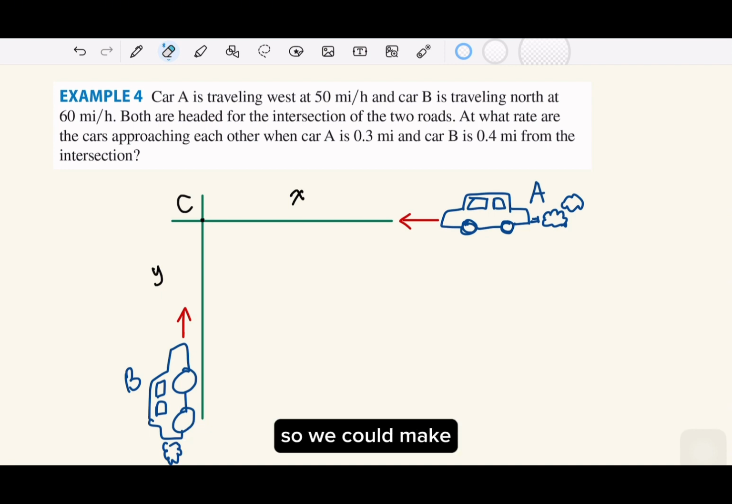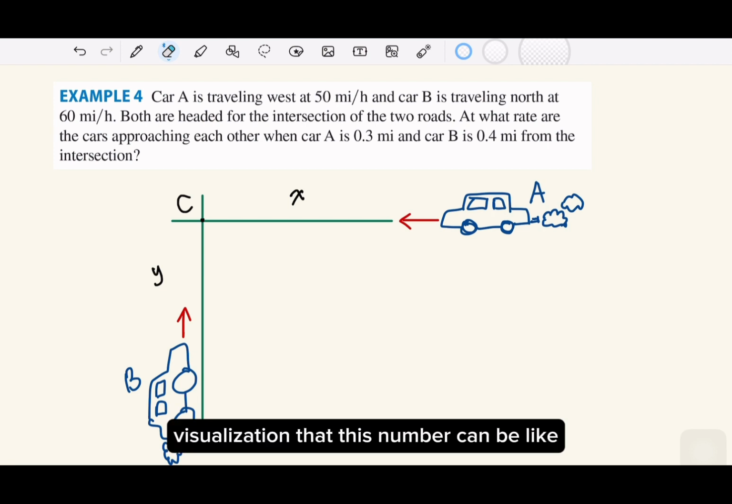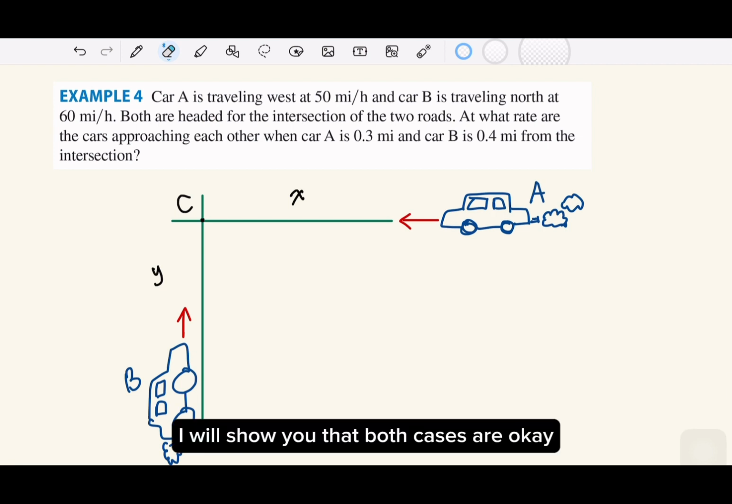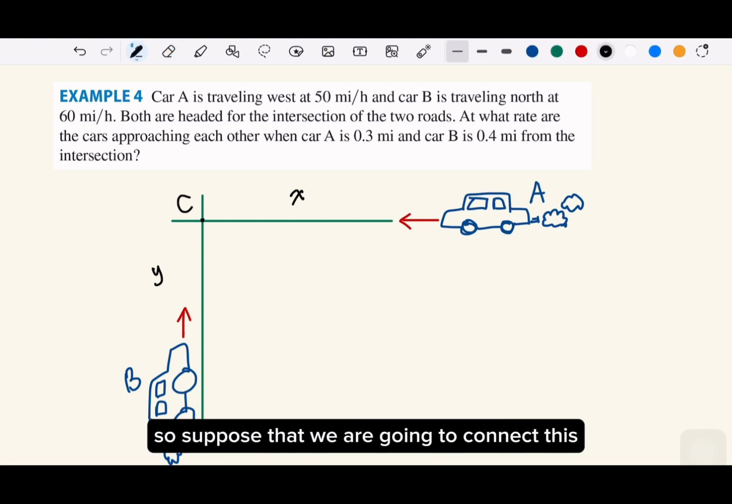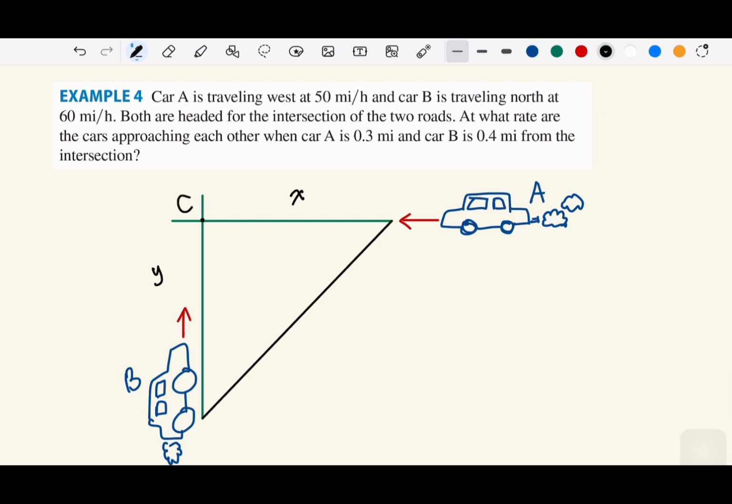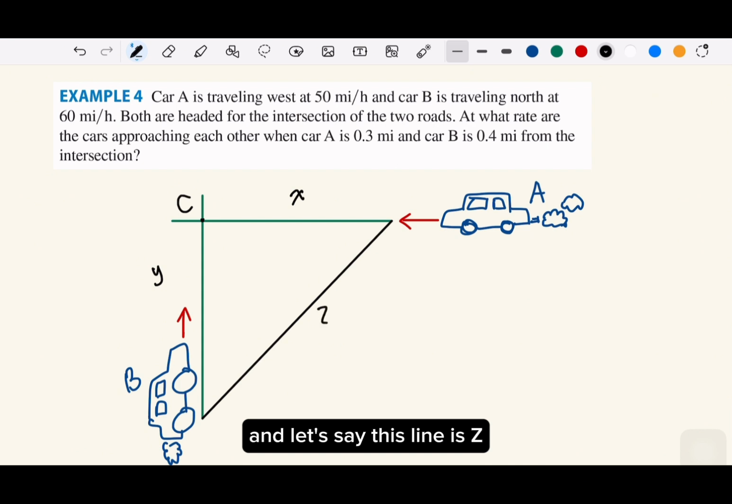Okay. So we could make visualization that this number can be negative. Or if you want to make positive, still okay. I will show you that both cases are okay. So suppose that we are going to connect this with some line over there, okay? And let's say this line is z, okay? So x, y, z. Okay?